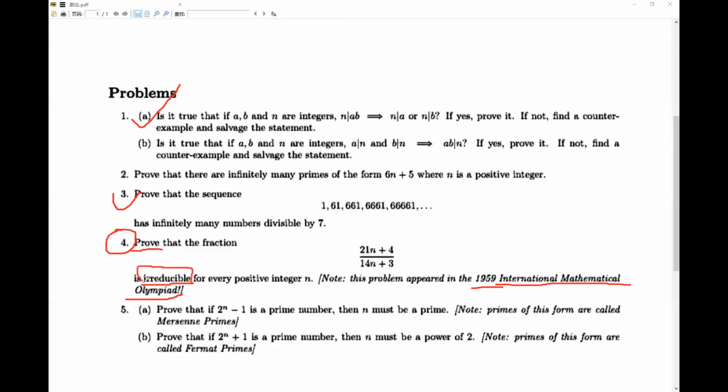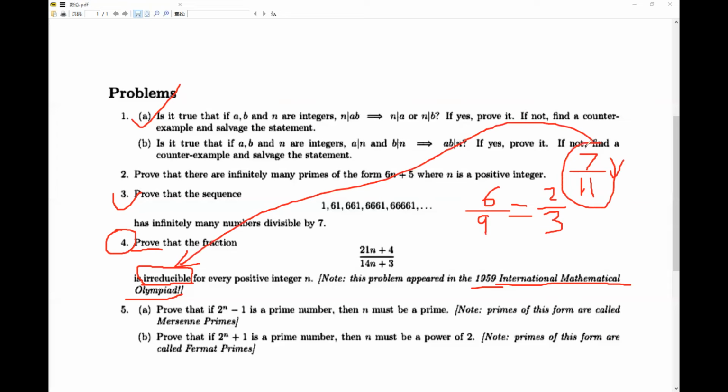Irreducible means you cannot simplify the fraction when you plug n in. Say for example, this one is reducible, right? This one equals something simpler. But this one is done. It's already in simplest form. So this is irreducible.